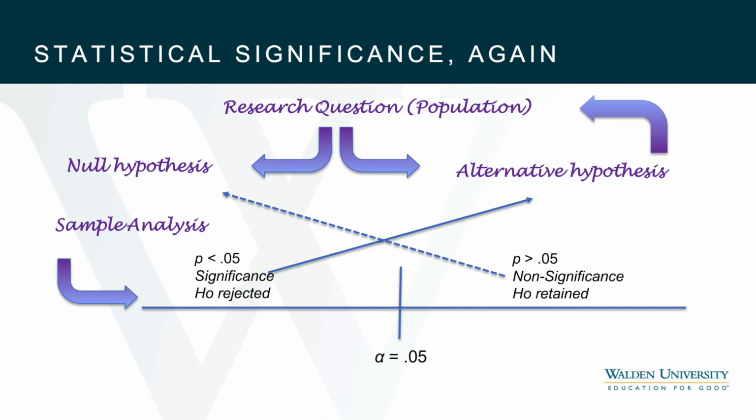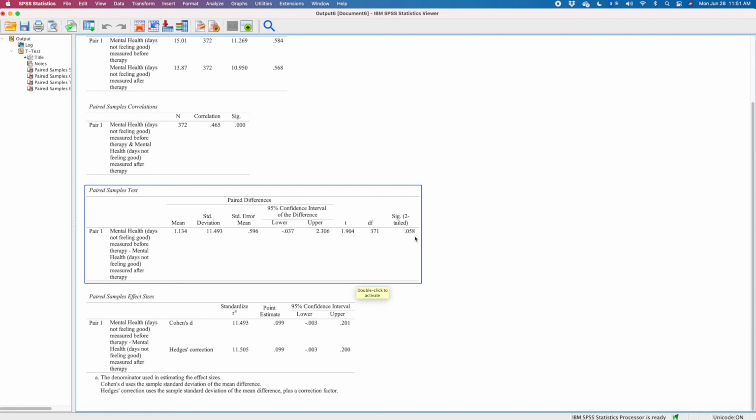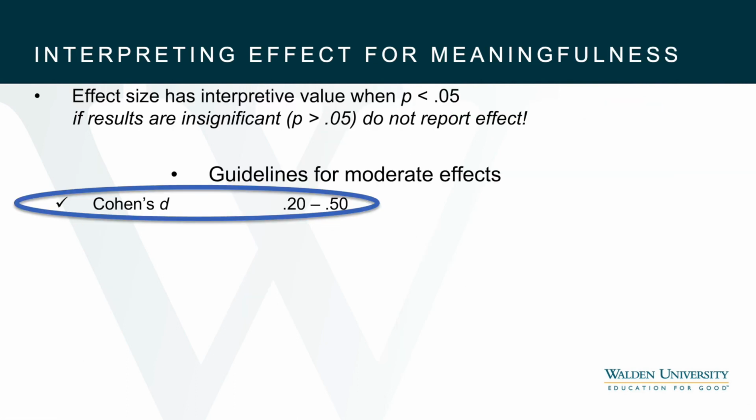So at this moment, I also have to acknowledge that I cannot interpret the effect size. I'm going to go back to SPSS. I actually have an effect size of 0.099 for Cohen's d. I cannot interpret that because it's not significant, and we do not interpret insignificant effect sizes. And I will bring that slide up for you again. This was our conclusion. An effect size only has interpretive value when p is smaller than 0.05. Do not deliver an effect size or its interpretation when you have insignificant results.